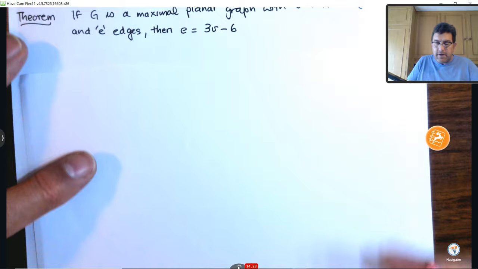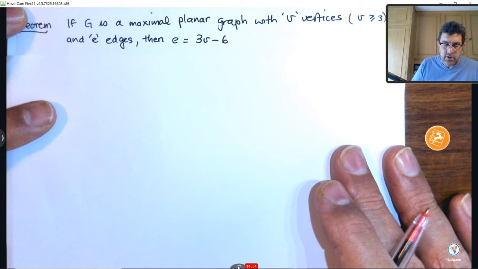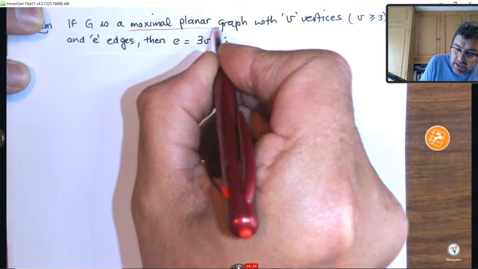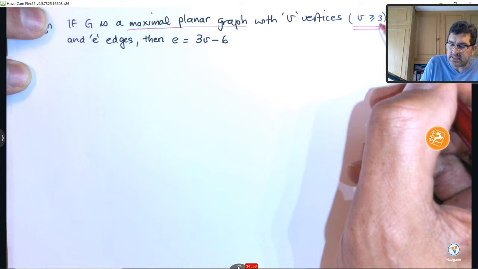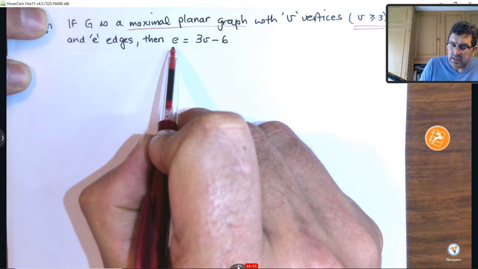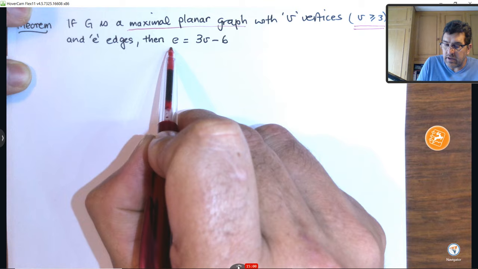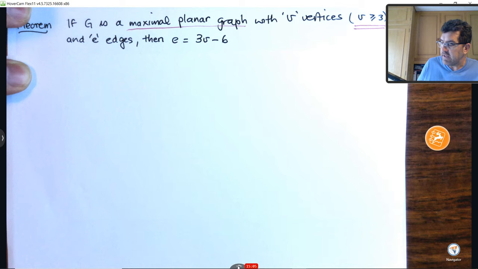Let's just analyze what it is indeed saying. It's saying it's a maximal planar graph, which then would mean that it will have, that's a second condition, vertex numbers bigger than or equal to 3, and E edges. So then E edges is 3 times the vertices minus 6. So we can find the number of edges if we know the number of vertices. Okay, so let's have a look at this proof.